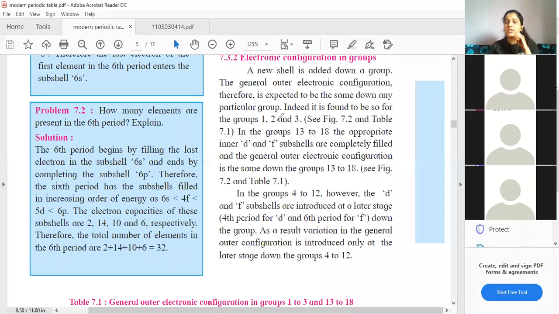See this. In groups 13 to 18, which means your P block, the appropriate inner D and F subshells are completely filled. Now see students, in the first, second and third periods, D is not introduced at all. From the fourth period onwards, your 3D is introduced. And if you move down, F is also introduced in the higher elements.